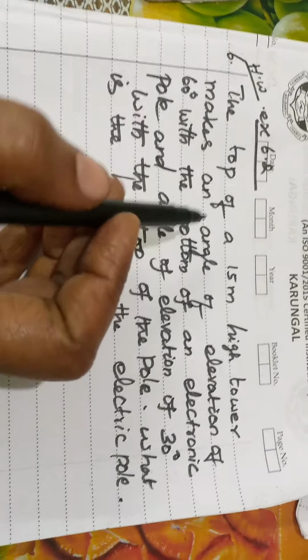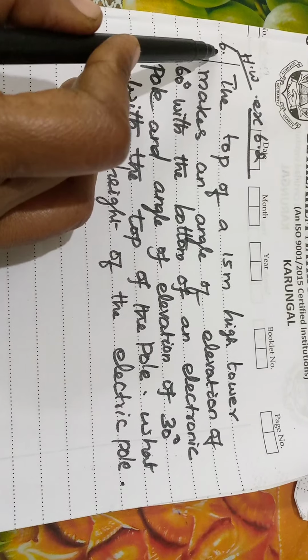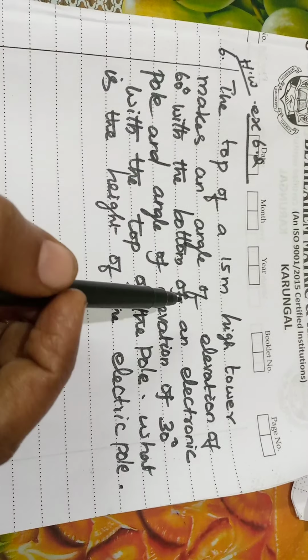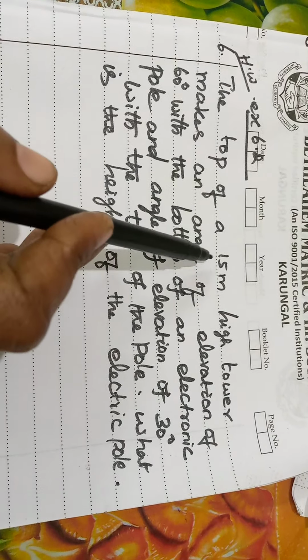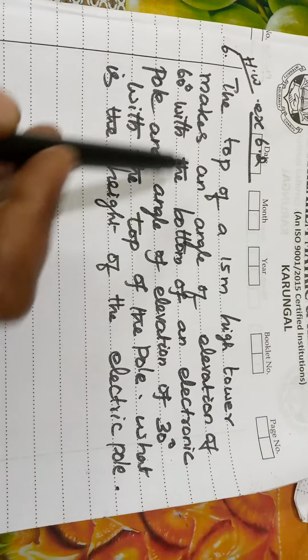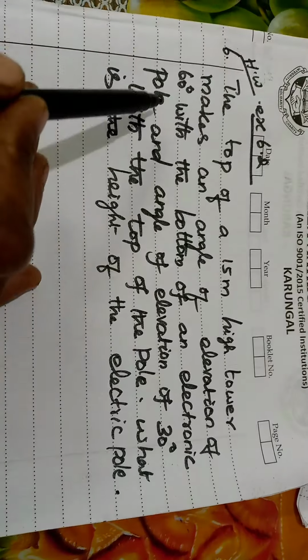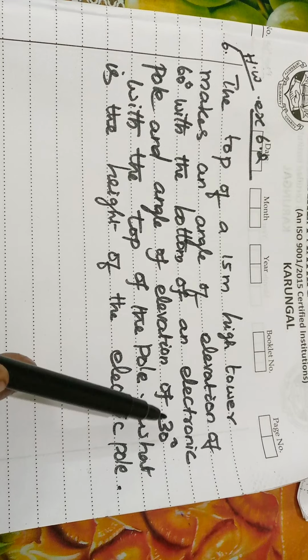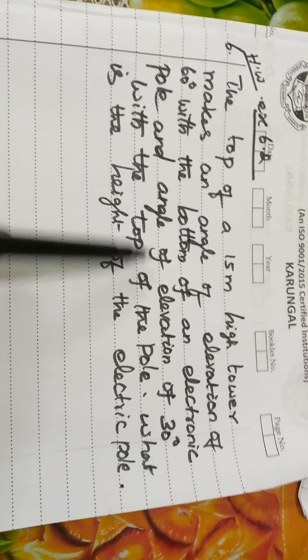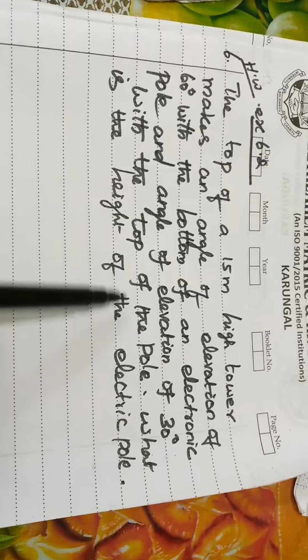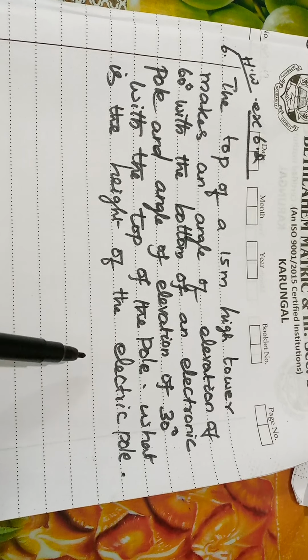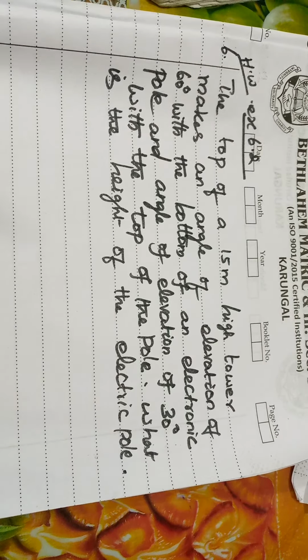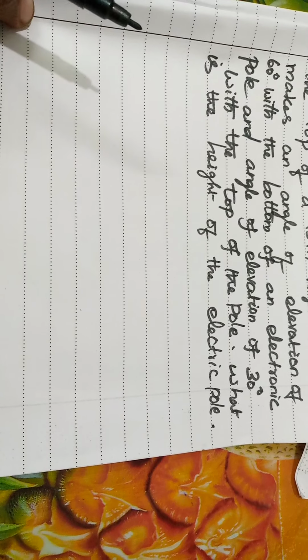So next let's write the exercise 6.2, question number 6, homework. Okay, how to do, I am explaining. The top of a 15 meter high tower makes an angle of elevation of 60 degree with the bottom of an electronic pole and the angle of elevation of 30 degree with the top of the pole. What is the height of the electronic pole? Okay, see the diagram, by that you can understand easily.